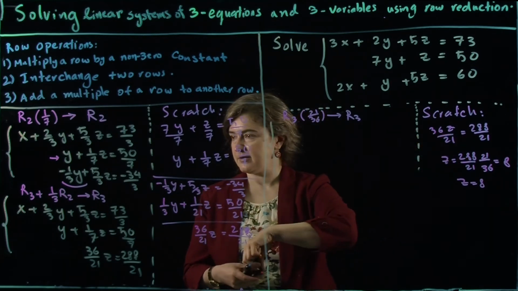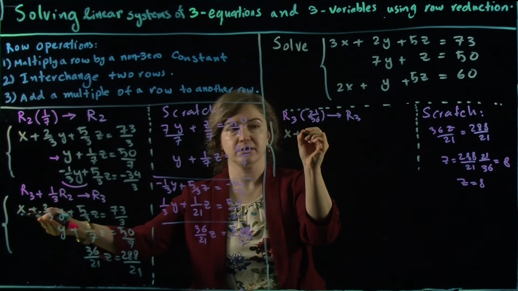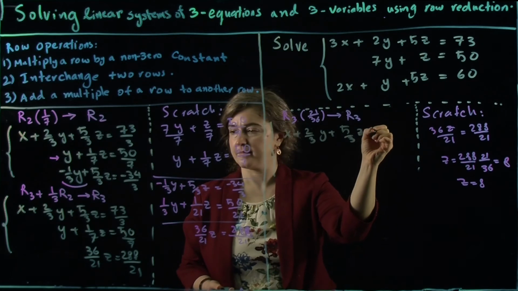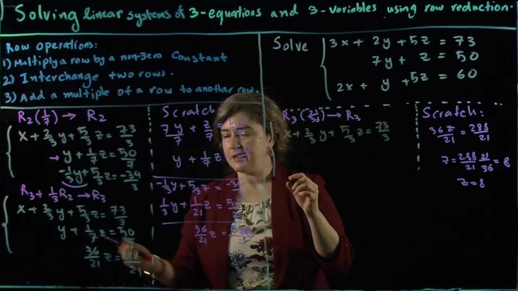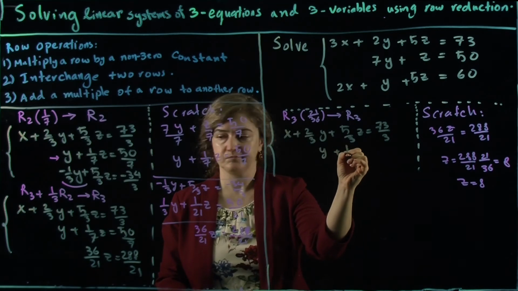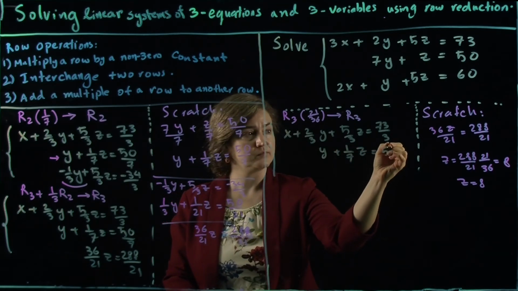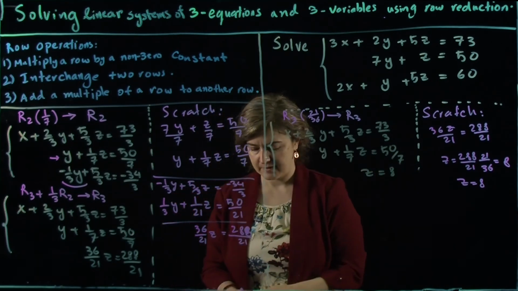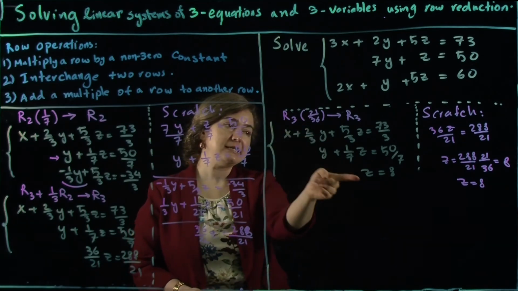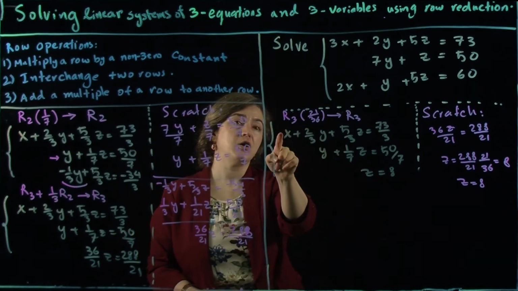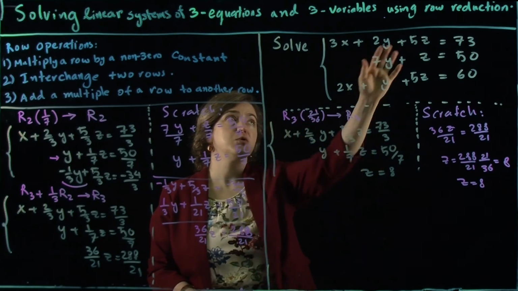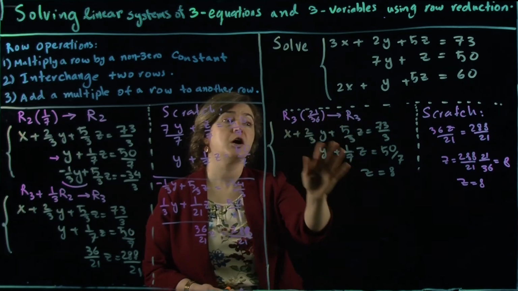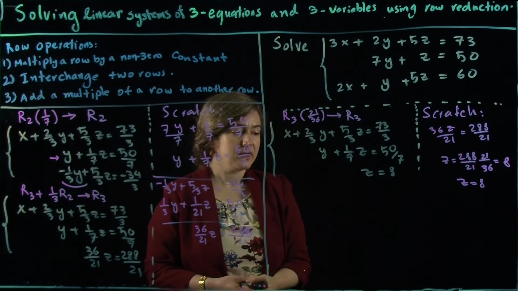Let's rewrite everything. First row doesn't change. Second row doesn't change. Third row becomes this. So now this is all indented, and all the coefficients are 1. This is the reduced form, which we call row echelon form.